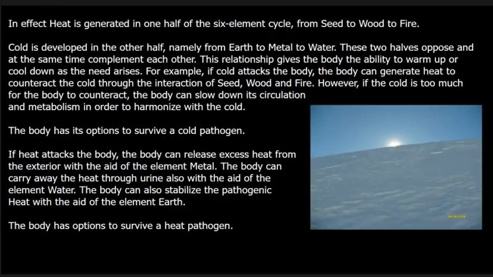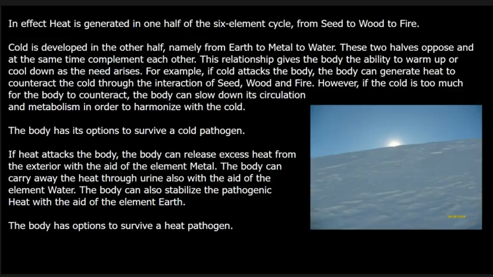In effect, heat is generated in one half of the six-element cycle, from seed to wood to fire. Cold is developed in the other half, namely from earth to metal to water. These two halves oppose and at the same time complement each other. This relationship gives the body the ability to warm up or cool down as the need arises. For example, if cold attacks the body can generate heat to counteract the cold through the interaction of seed, wood, and fire. However, if the cold is too much for the body to counteract, the body can slow down its circulation and metabolism in order to harmonize with the cold. The body has its options to survive the cold pathogen.